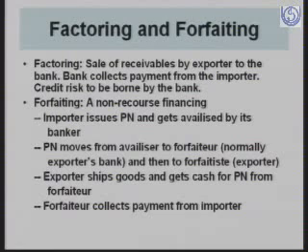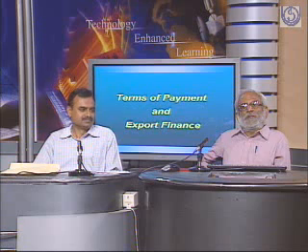Then the importer's bank passes on the promissory note to the forfeiter, which is normally the exporter's bank. The exporter's bank then passes on the promissory note to the forfeiter, which is normally the exporter. Then the exporter ships goods, gets cash from its banker, the forfeiter, on the basis of the promissory note, and finally the forfeiter or the exporting bank collects the payment from the importer.